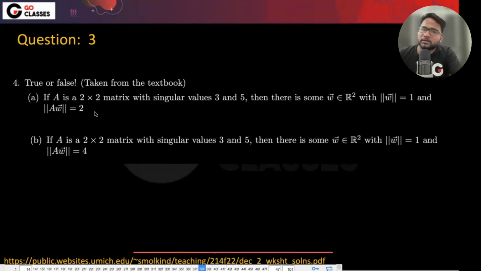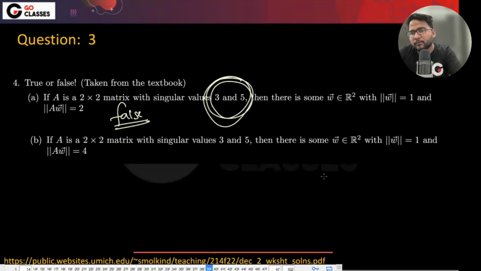Is this even possible? See, the U and V won't do anything with the length. The only thing that is going to do something with the length is sigma. Then the minimum length should be 3, and the maximum length should be 5. So is this true? No, that is not possible, right? There is no such w. So I think this is false, because U and V won't do anything with the length. Only sigma will, and sigma is a diagonal matrix with 3 and 5. Is this possible? Yes, this is true.